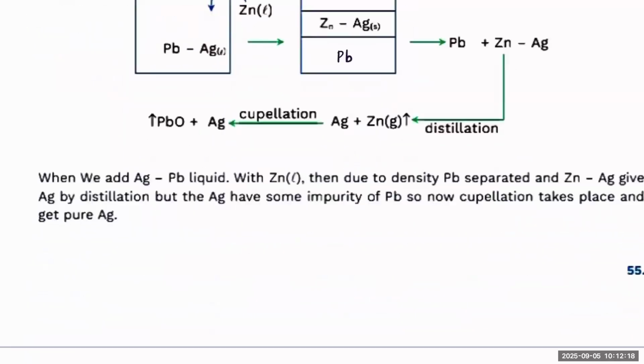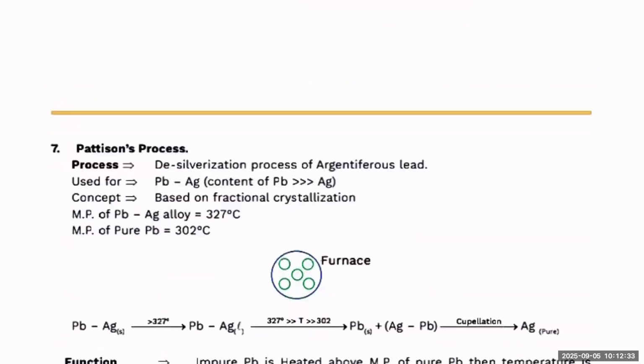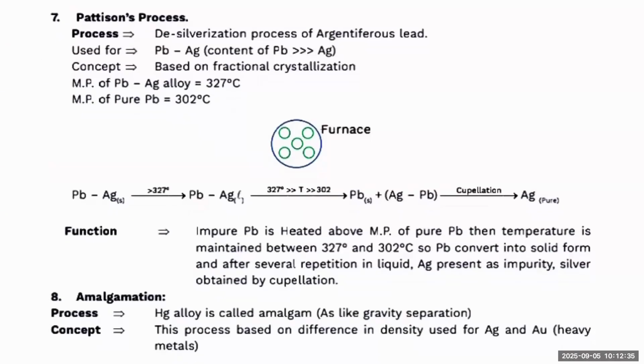So see, when silver and lead liquid is added to zinc, due to its density, lead gets separated, and thereafter by distillation, silver will get separated with some lead impurity. Thereafter, cupellation is done. Another similar process, instead of using zinc, if I do not want to use zinc and not go to that method, then what you do is another process called Parkes process.